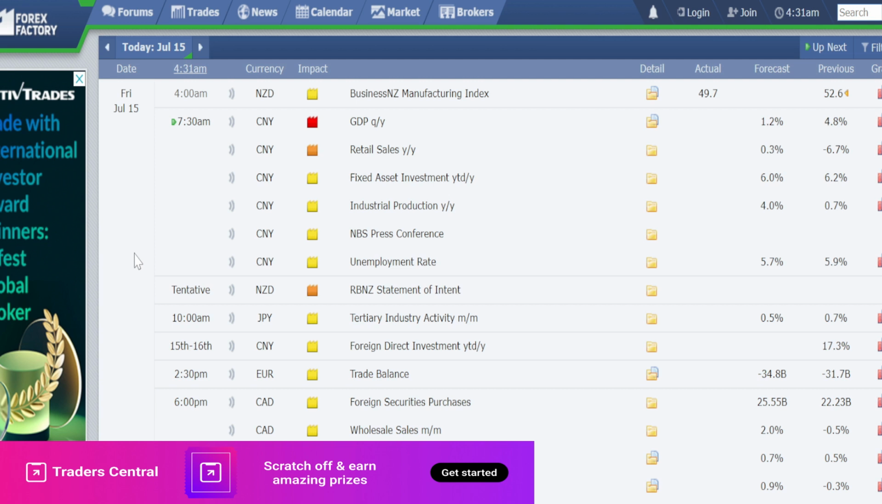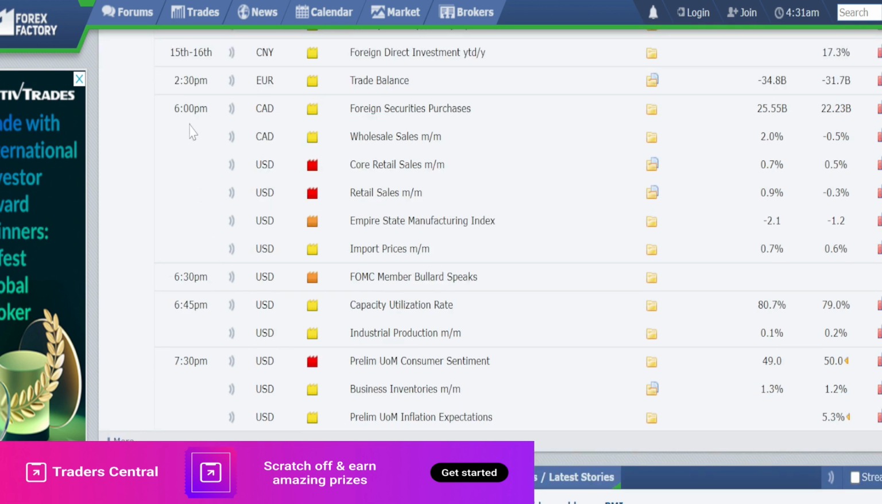Let us look at the economical events calendar for today. Today is 15th July, Friday. At 7:30 AM we have high impacting news planned for yuan. Again at same time we have medium impacting tentative news on New Zealand dollar. And 6 PM we have high impacting news planned for US dollar related currency pairs. Again at 6:30 also we have medium impacting news planned for US dollar related currency pairs, and 7:30 PM we have high impacting news planned for US dollar related currency pairs. So plan your trades based on this news outcome schedules.